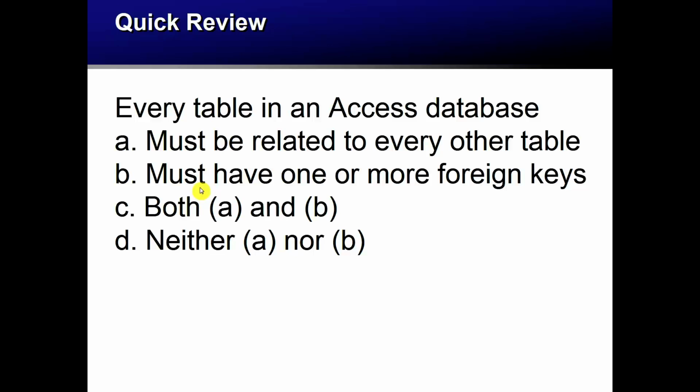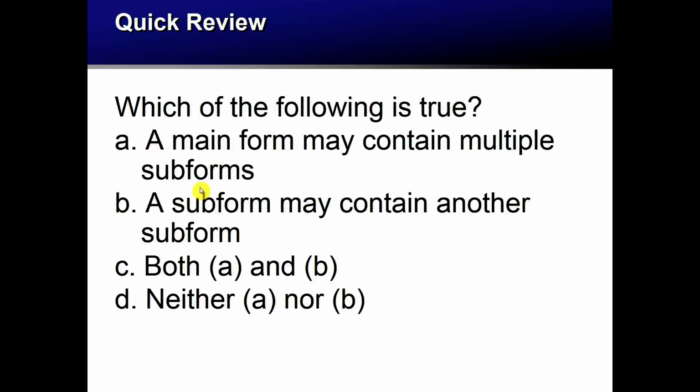Every table in an Access database, the correct answer is letter D, neither A nor B. It does not have to be related to every other table, and it does not have to have a foreign key. In the example we looked at today, the customers table only had a primary key. It did not have a foreign key. And there are cases, some in your project in fact, where you'll have a single table just on its own, not linked to anything else. Given the requirements of what you're trying to do, that's how it needs to be built. So the correct answer again is letter D, neither A nor B.